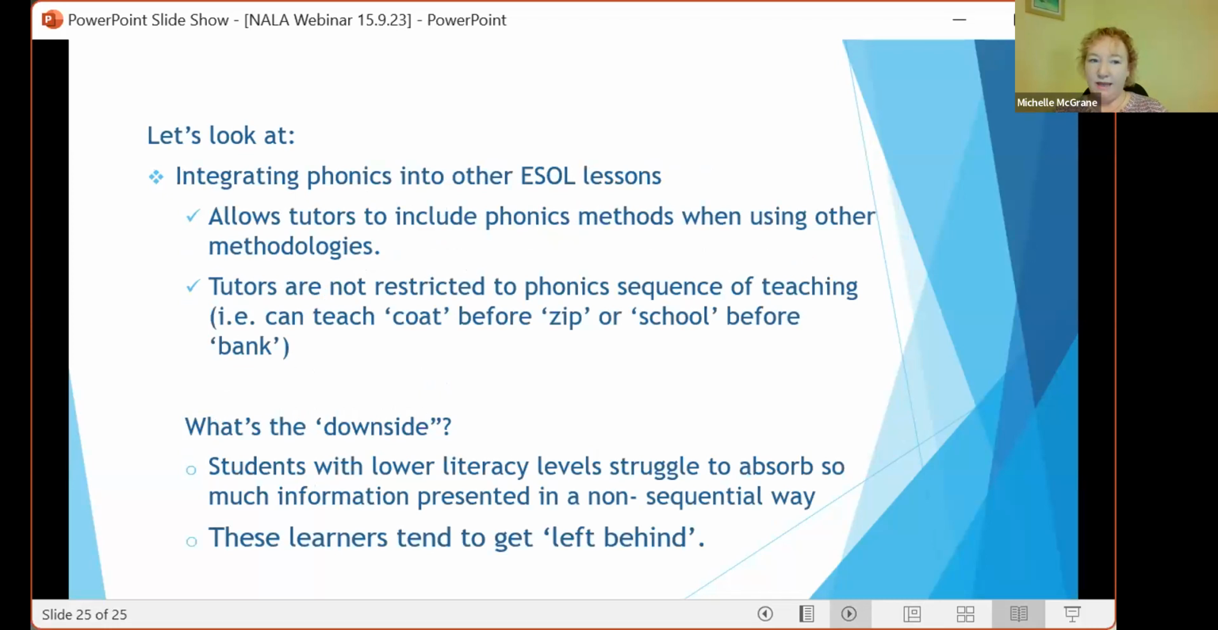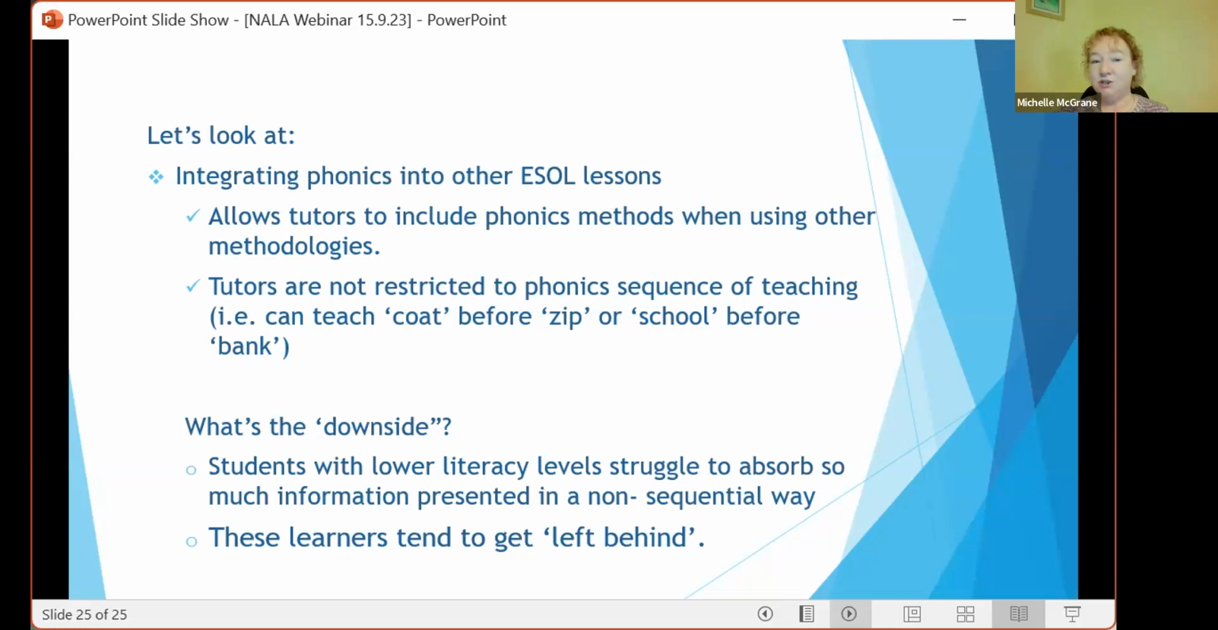So if we look at the other way, which is to integrate phonics into a regular ESOL lesson, for want of a better word, it allows tutors to include the phonics methods while they are using other methodologies. And also the tutor is not restricted to the sequence which tends to be applied with phonics. So for example, they can teach the word coat, which might be more relevant and meaningful and important to the learner, before they teach the word zip. Whereas with the phonics approach, you might find yourself teaching the word zip simply because it is a phonically simpler word to decode before you teach the word coat.